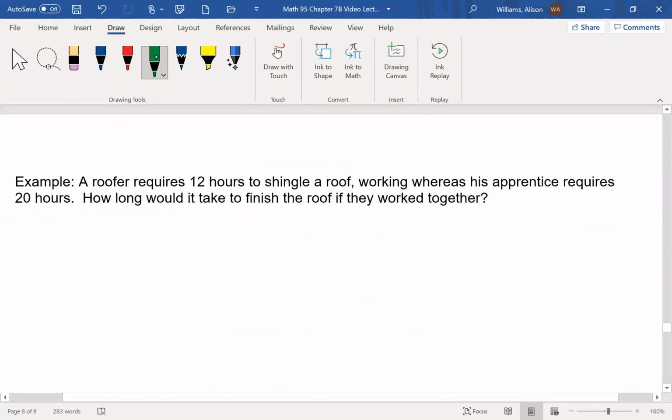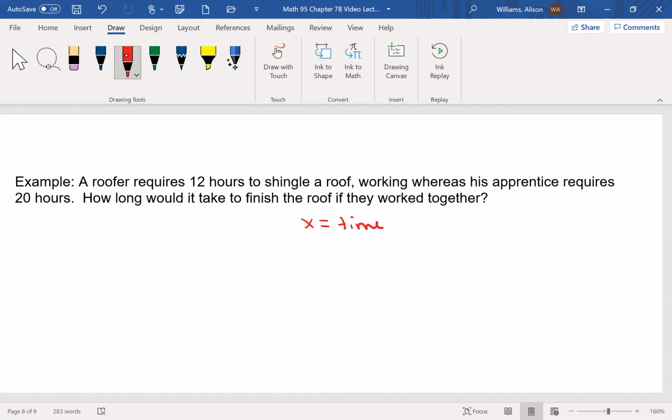This time we're talking about a roofer. And I'd encourage you, why don't you pause the video, try it yourself, see if you could do it, and then you can watch me do the work. But first I want to define my variable x. First thing, so I don't forget. So x is, again, since we have one roofer who does the job in 12 hours, the apprentice does it in 20 hours. How long would it take them to finish if they work together? So x is the time together.